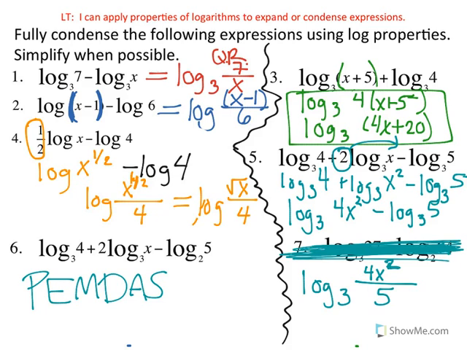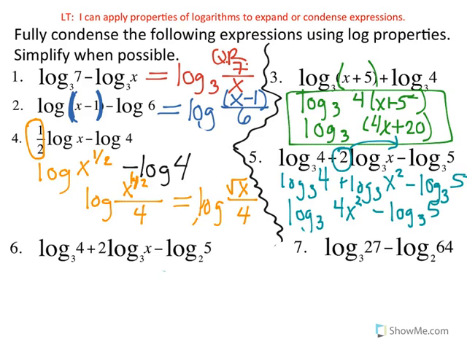Simplify when possible. Can anybody tell me what 3 to some power equals this? 3 to what power equals 4x squared divided by 5? I can't. I don't think you can tell me that either. Okay? So this would be our final answer.